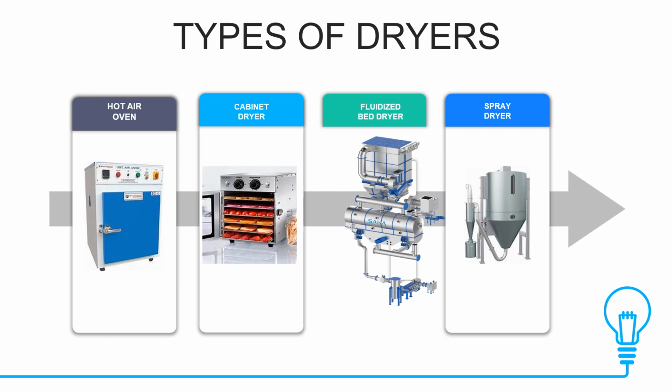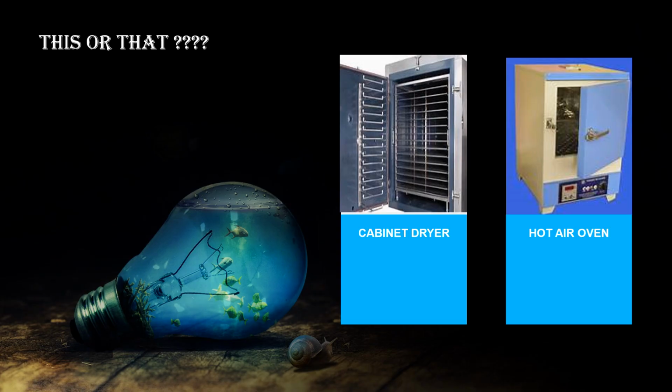The equipments used for drying are known as dryers, and actually there are many types of dryers. I have enlisted only four major types of dryers that are being used in food industry, and they are hot air oven, cabinet dryer, fluidized bed dryer, and spray dryer. So we will be studying the comparative study of hot air oven and cabinet dryer. Now let's learn about cabinet and oven in a comparative way in order to find which one is better and efficient for use.